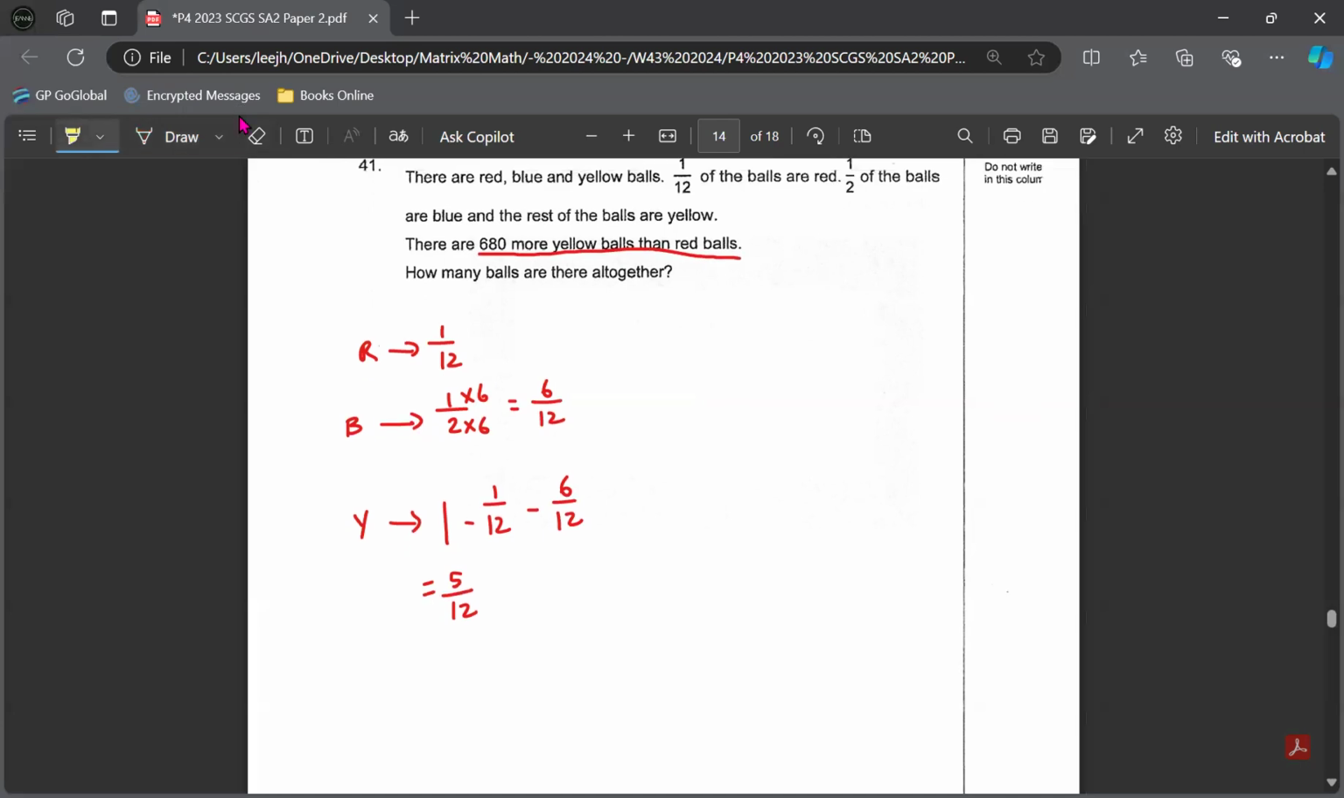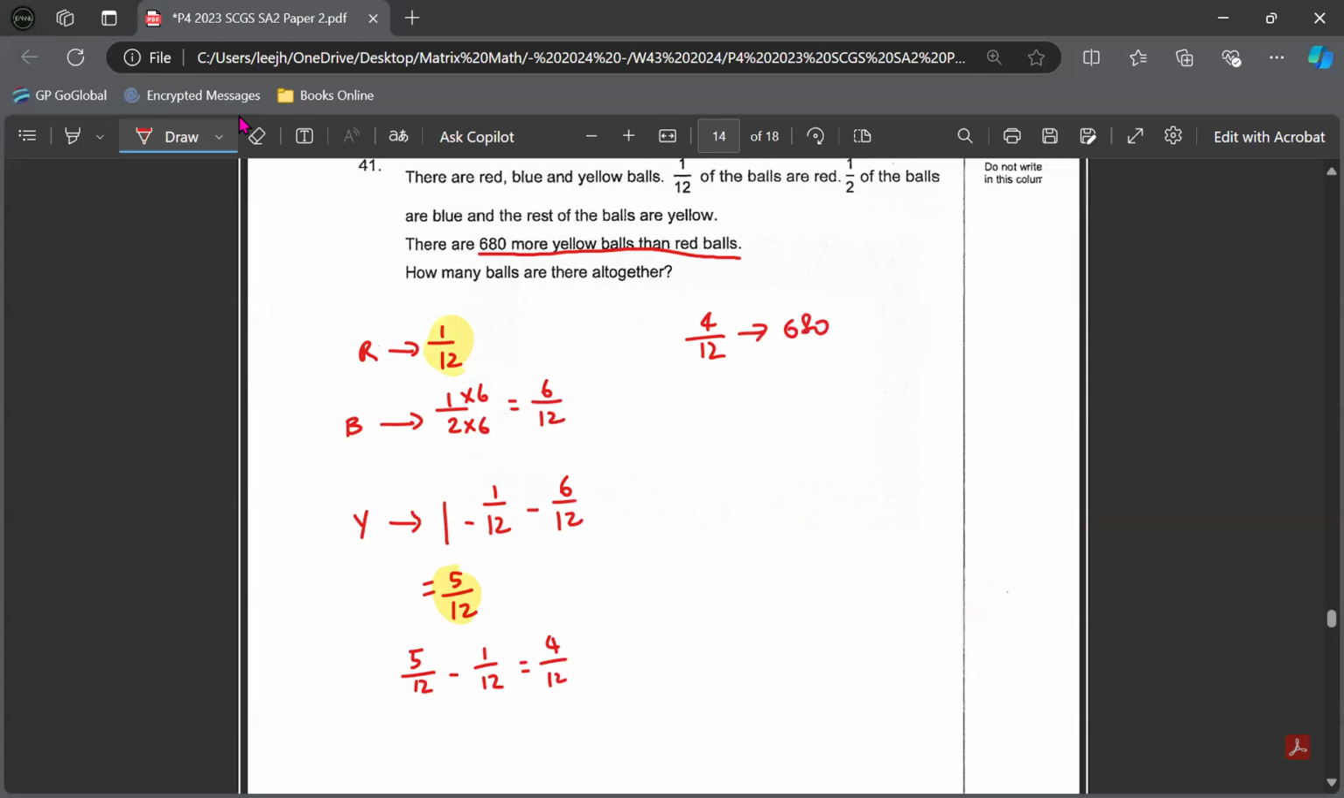Red is 1/12. Yellow is 5/12. So the difference is 4/12 because 5/12 minus 1/12, maybe you write this. Difference is 4/12 between the red and yellow in fraction. So 4/12 will be 680. Okay, look for 1/12. 680 divided by 4, which is 170.